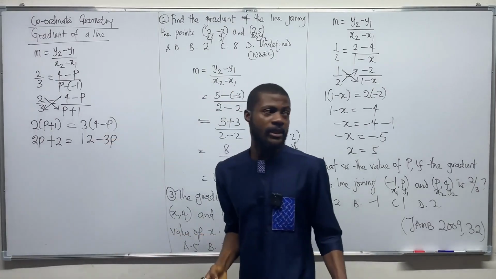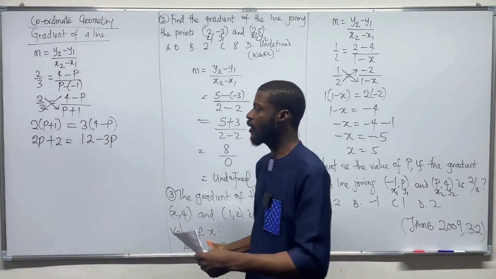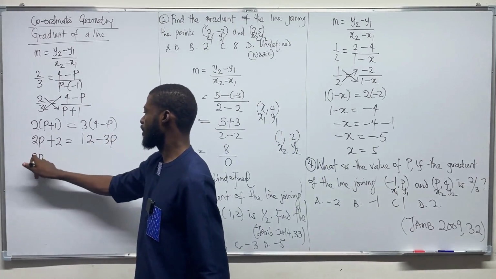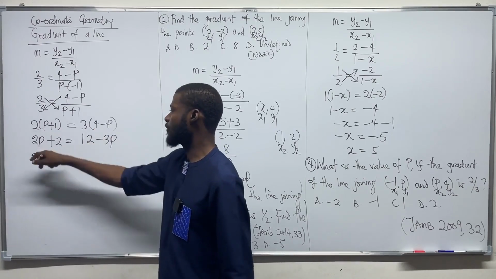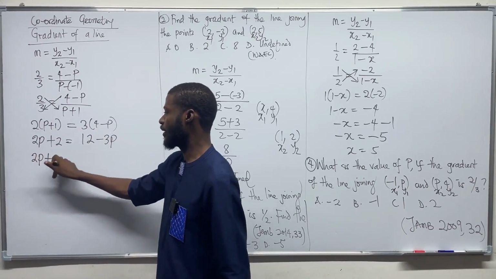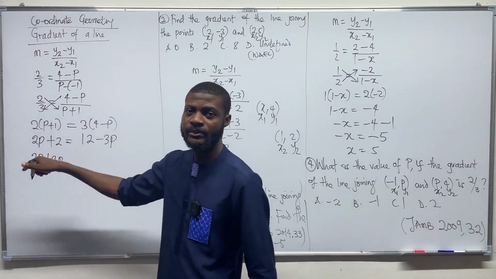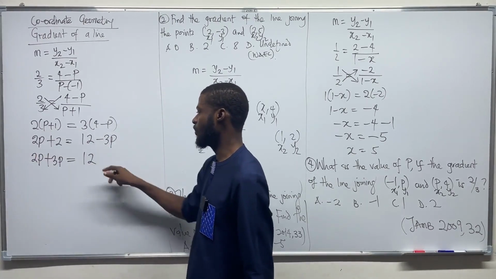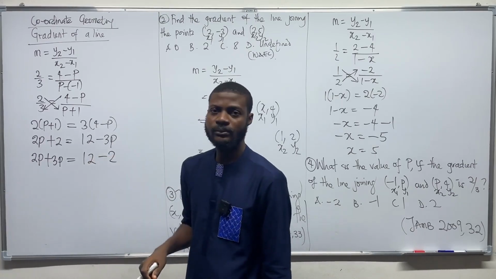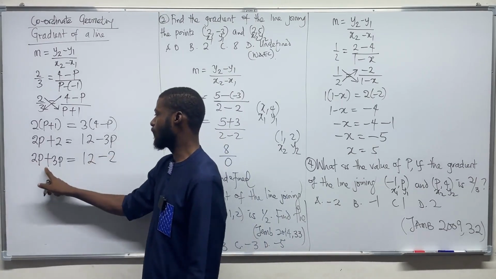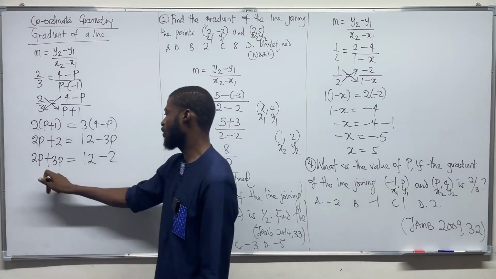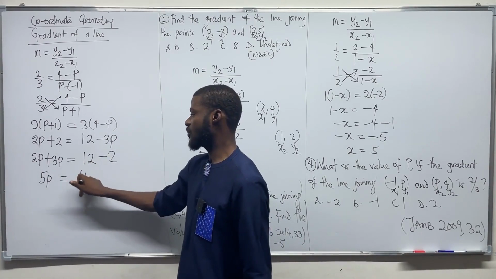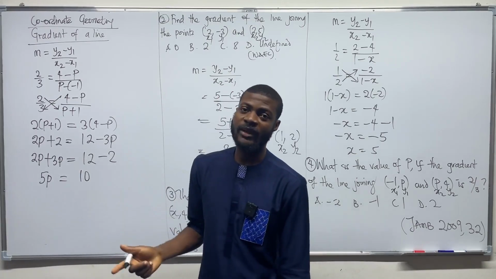So let's proceed. At this point, you want to make all the p's go to one side. So this is 2p. If minus 3p comes over, it's going to become plus 3p because the sign would always change. Equal to 12. If this plus 2 comes over, it's going to become minus 2. Now, what is 2p plus 3p? That's going to be 5p. Equal, what is 12 minus 2? 12 minus 2 is 10. Now, how would you get the value for p?